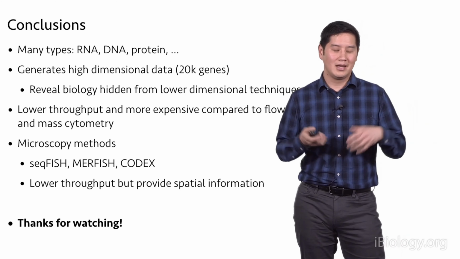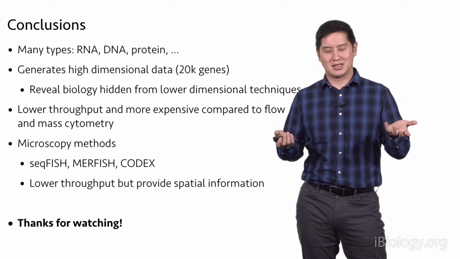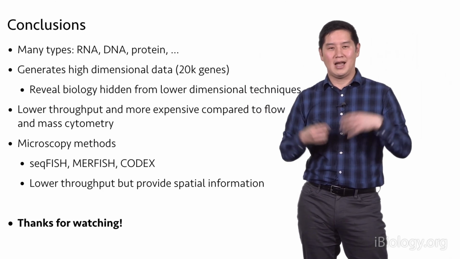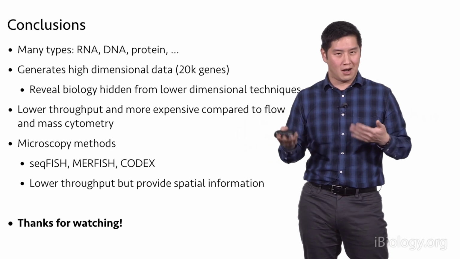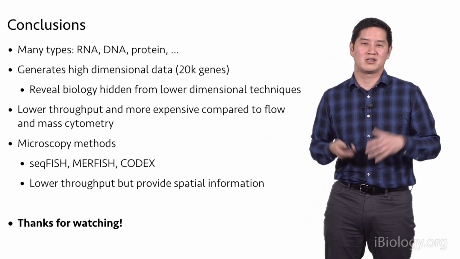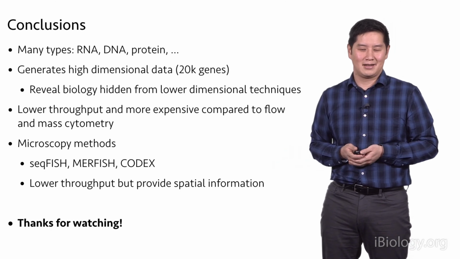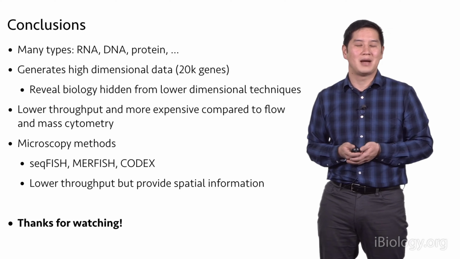So if you're working with tissues, with most single-cell sequencing techniques right now, you have to dissociate those tissues into a single-cell suspension and then run them. So you lose a lot of that spatial context that might be important for the biological question that you're trying to answer. And some of these microscopy methods can offer you some additional information that might be valuable.